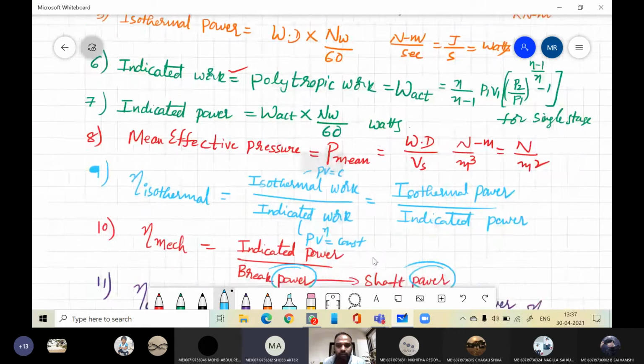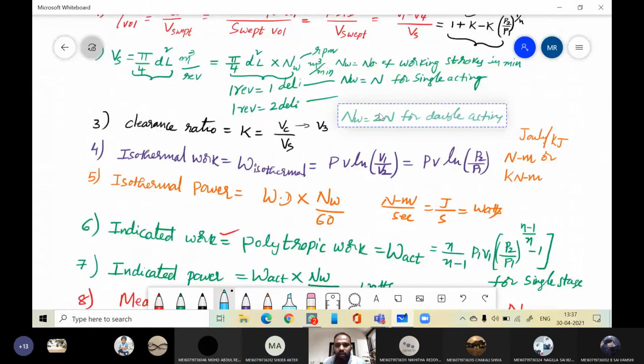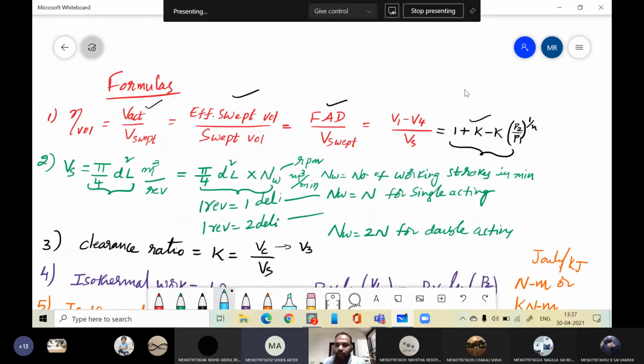So, volumetric efficiency in terms of clearance ratio is written as 1 plus k minus k into (P2 by P1) whole power 1 by n. N stands for, sir? N stands for the polytropic index in that equation.